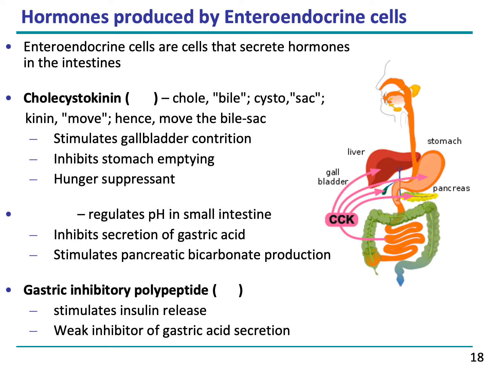So now let's talk about the hormones produced by the enteroendocrine cells. The enteroendocrine cells are cells that secrete hormones in the intestines. Again, entero means intestines, endocrine, we're talking about hormones, the endocrine system. And we're going to talk about three hormones. The first one is known as cholecystokinin, which is abbreviated as CCK. Chole means bile, cysto means sac, kinin means move. So this means movement of the bile sac, or we're moving the bile sac.